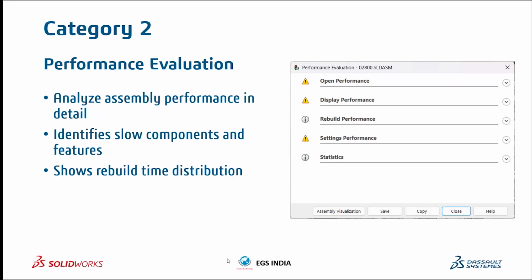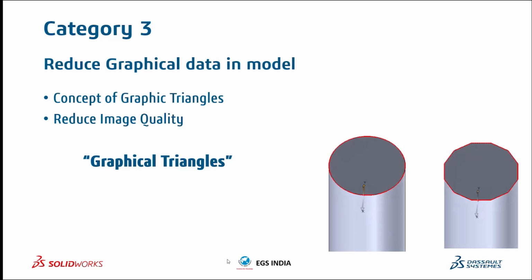With this, we can again go to the category 3, where it is mostly going to be about your graphical data present in the model. So what do you mean by the graphical data? Like I said, the processor is going to give the GPU information on what is going to be displayed in the assembly, and the GPU is going to calculate it and present it in a visual form in front of you. But how does it get transferred to your display over here? So that is the concept of graphical triangles over here.